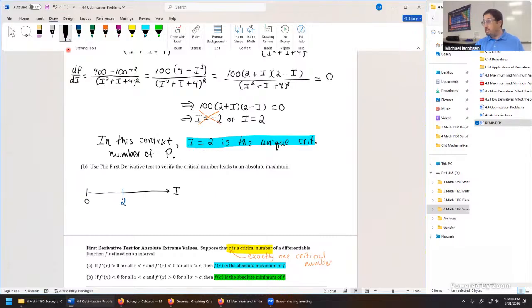Now, next thing we're going to do is we need to determine, is the derivative positive or negative on this domain, this region between 0 and 2? And we want to determine if the derivative is positive or negative on this region as well, from 2 off to infinity. So we do two test values for dP/dI.